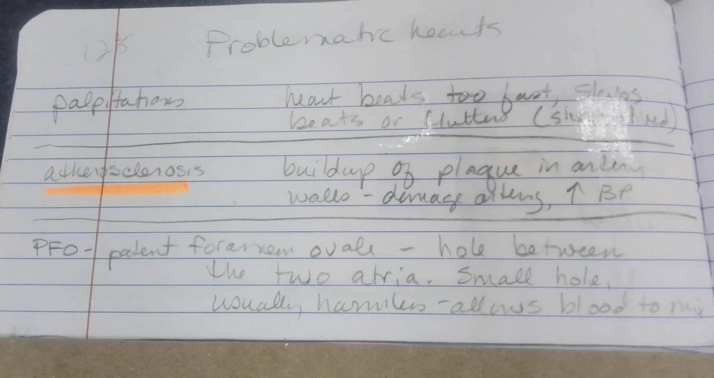But patent foramen ovale is when the hole remains. So there's a hole between the two atria. It is a small hole, and it's usually harmless, but it allows the blood to mix. So if the hole is too big, or if it doesn't eventually close up, then it becomes a problem.